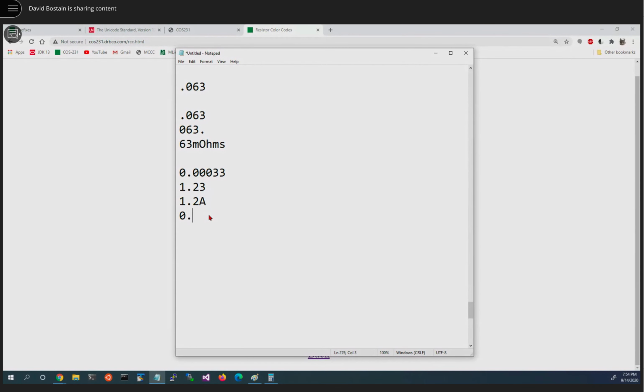So if I had this number, how am I going to express that using our notation? If we have two significant digits showing. So we're going to do 120 micro, whatever the units are, micro amps. These would be milli, these would be micro, but since we asked for two significant, it's going to be those two.